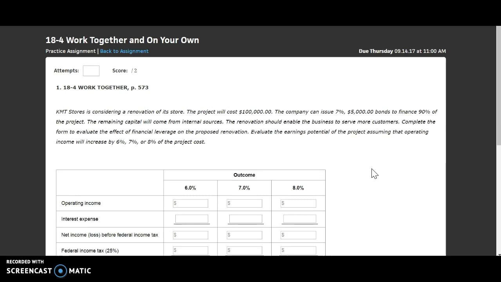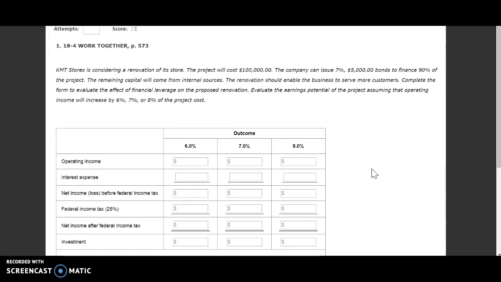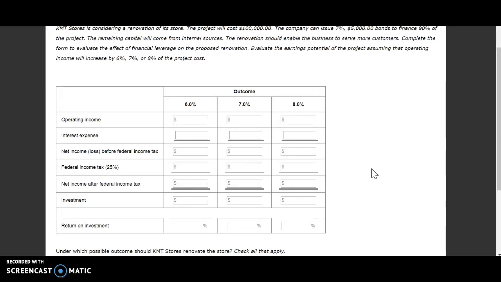The renovation should enable the business to serve more customers. Complete the form to evaluate the effect of financial leverage on the proposed renovation. Evaluate the earnings potential of the project, assuming that operating income will increase by 6%, 7%, or 8% of the project cost. So what we're doing here is looking at what our investment would be and what our return on investment would be. The project will cost $100,000, but we're going to be able to serve more customers, so that would in turn hopefully increase our income.